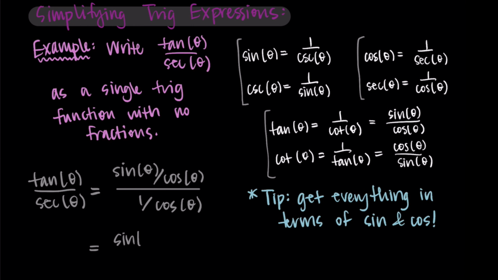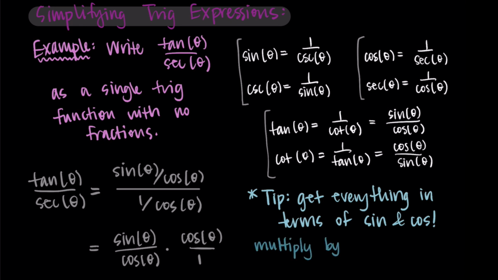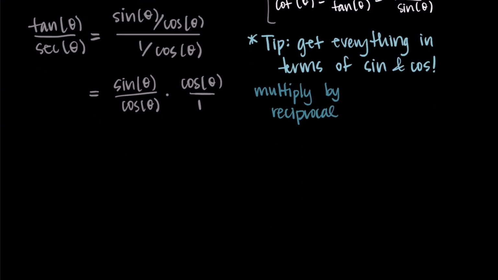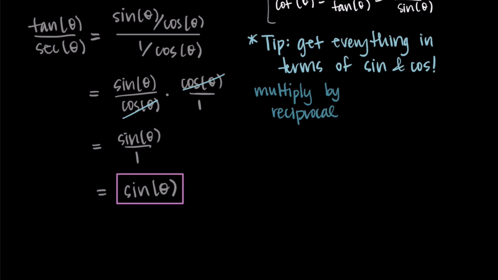I'm going to multiply by the reciprocal since I have this complicated fraction here. So instead, I have sine over cosine times cosine over 1. Then my cosine values are going to cancel, and I'm left with sine over 1, which is just sine. So there we go. With just a little manipulation, we are able to say that tangent over secant is equal to sine.